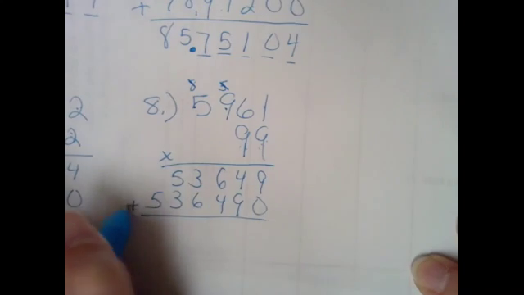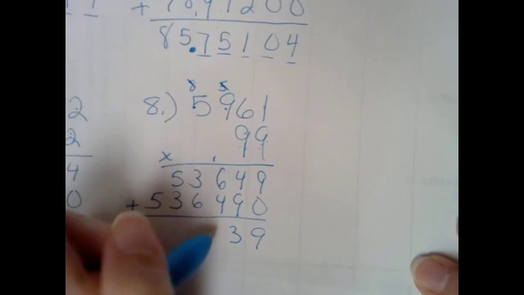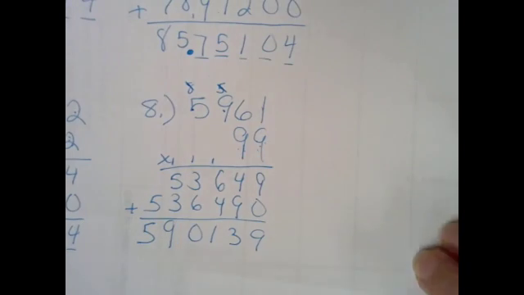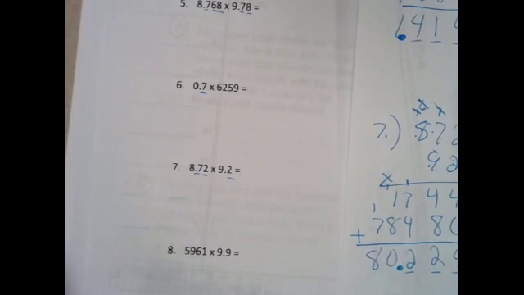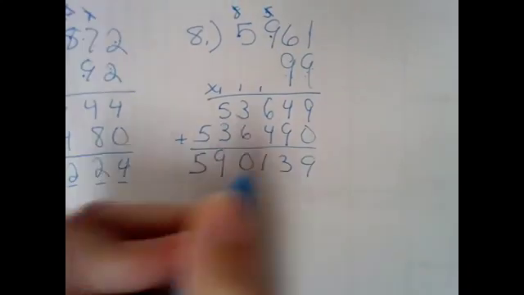We have our partial products. We're going to add them. 9, 13, 11, 10, 8, 9, and 5. We are not finished. We need to go back to our factors, count the decimal places. 1. Go to our product, put the same number of decimal places. 1.